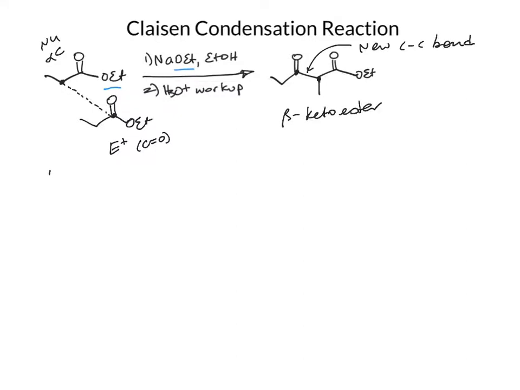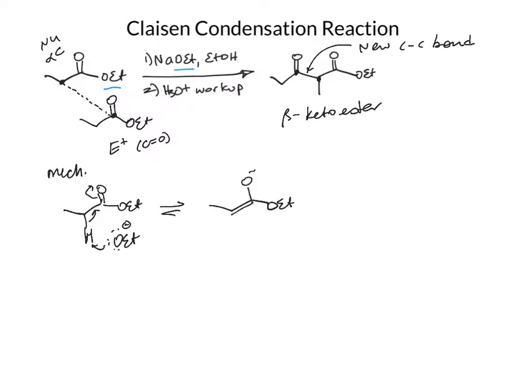So let's take a look at the mechanism for the Claisen condensation. Our reaction is going to start with a deprotonation with our ethoxide base. So we're going to make the enolate. You can make an enolate of an ester just like you can make the enolate of an aldehyde or a ketone. And that is going to be our nucleophile. And the electrophile we have is the neutral undeprotonated ester that's still around.